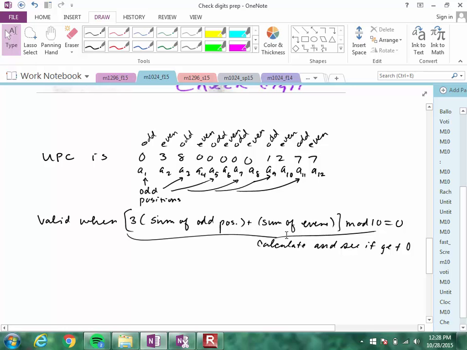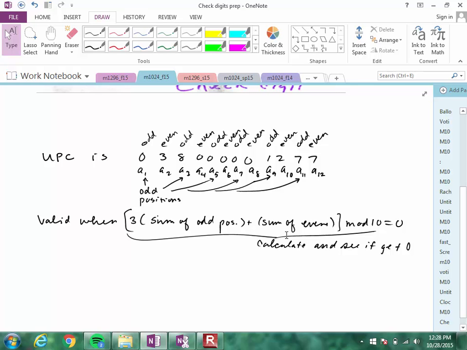So UPC is formulated a little bit differently for a couple of reasons. So if you take a look at it, it's formulated differently than the ISBN. ISBN, we were calculating the 10th digit, and we had a formula for that. This one says you have a valid UPC when you do this calculation mod 10 and you get 0 for an answer.